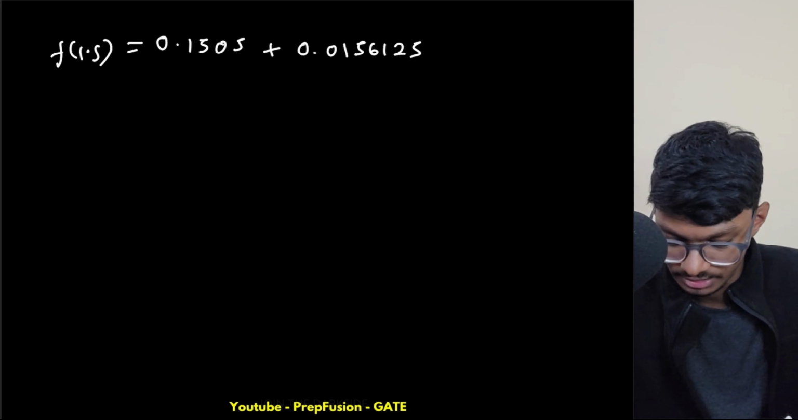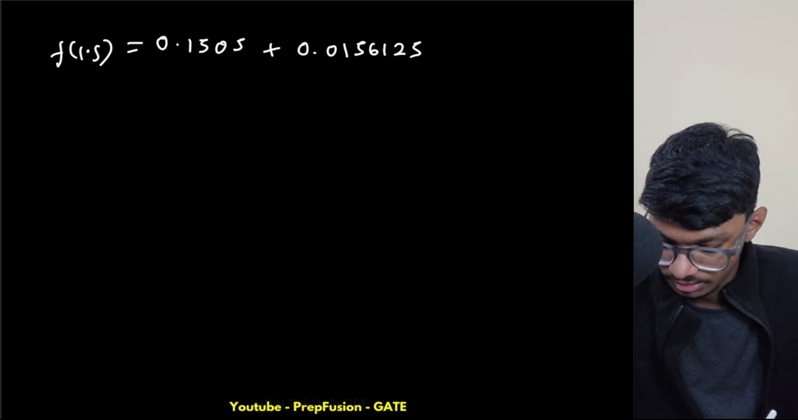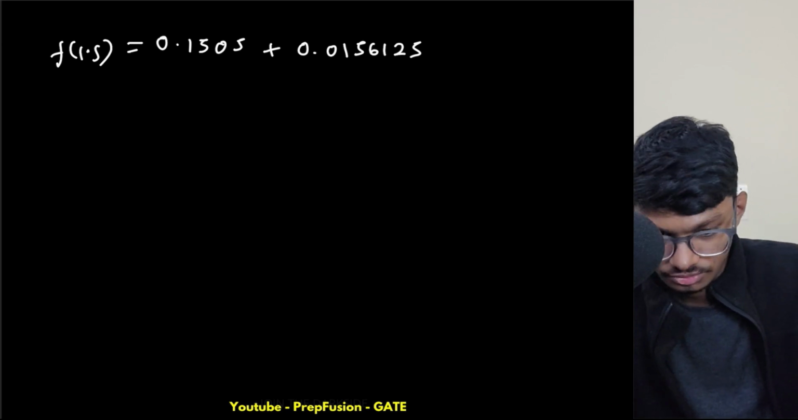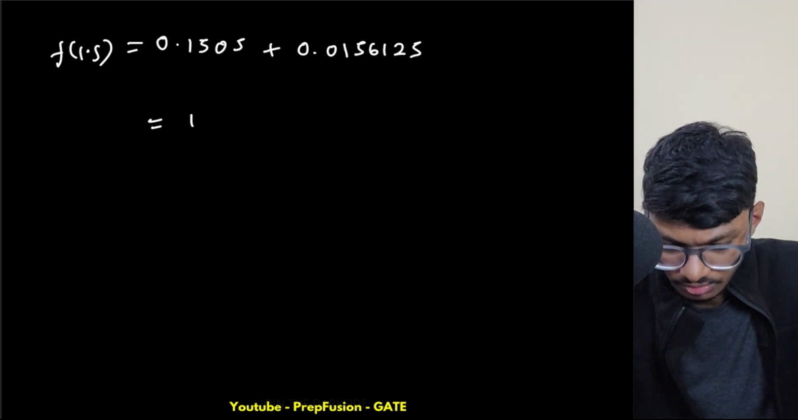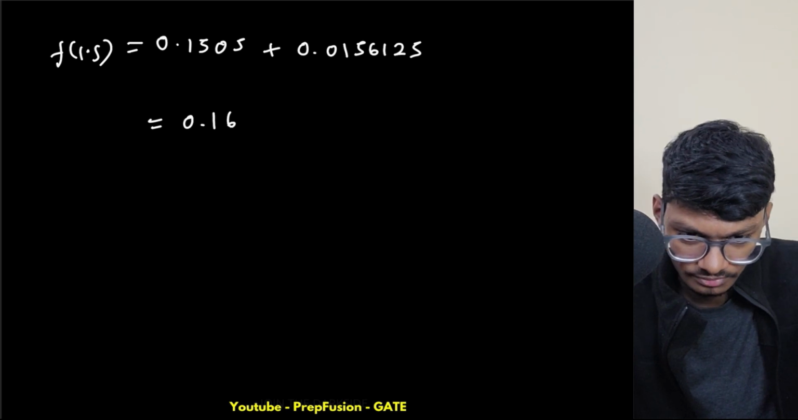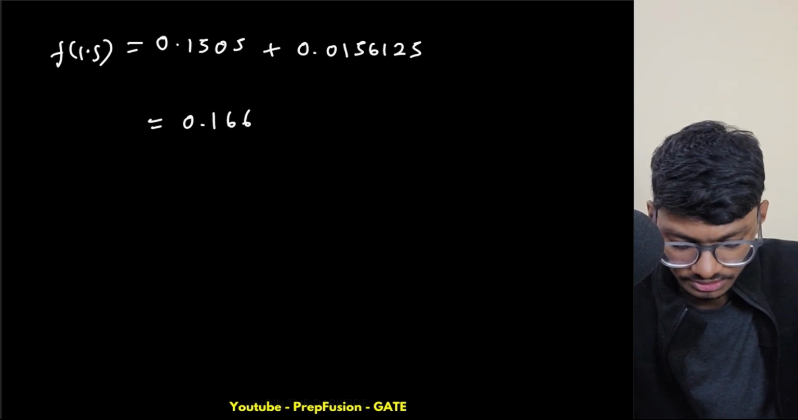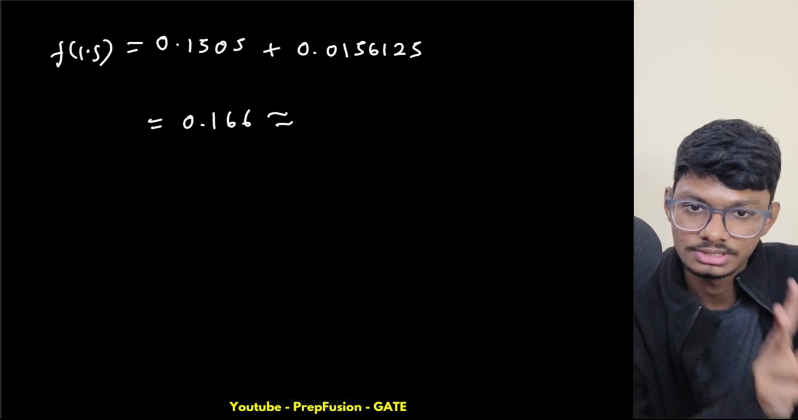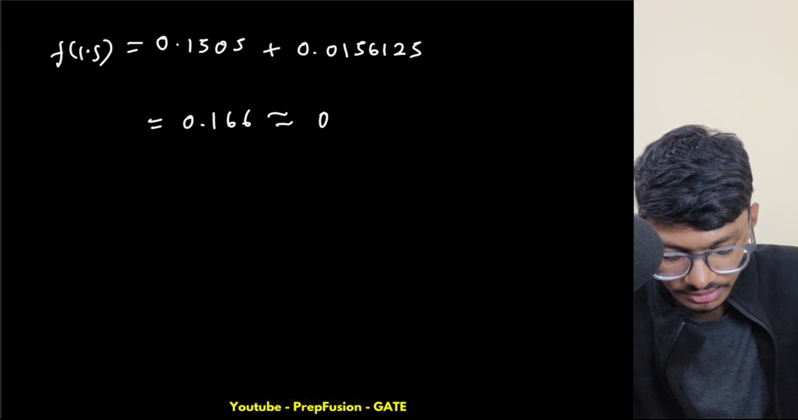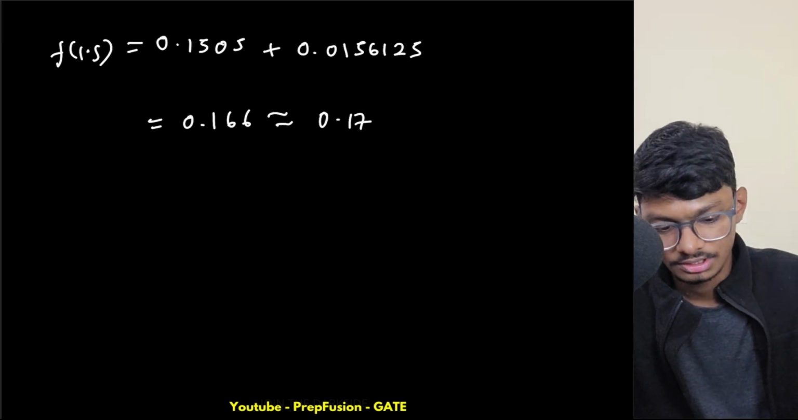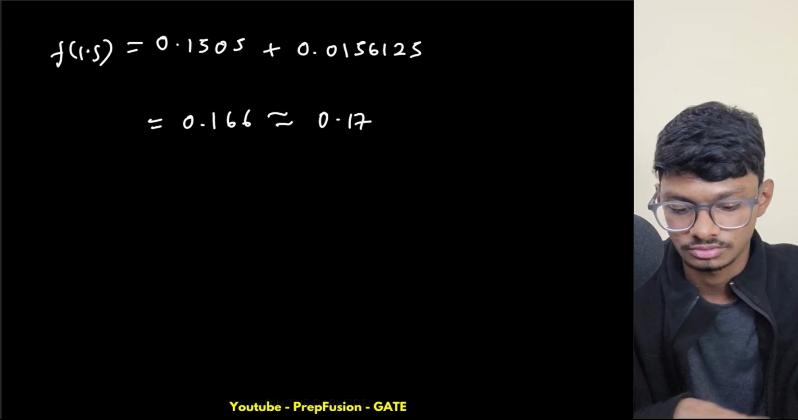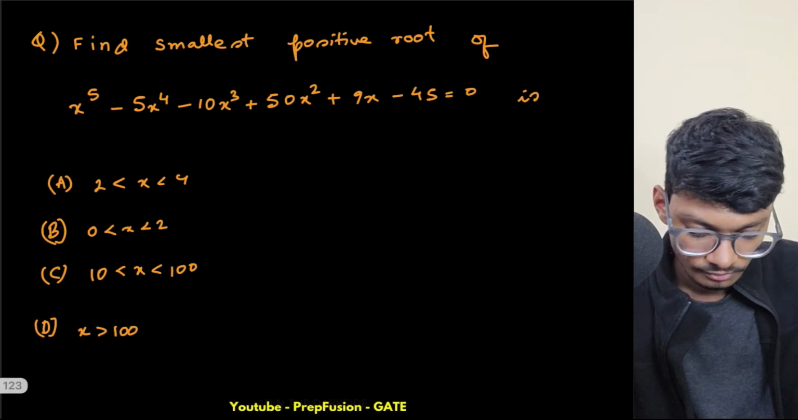Now let me add these two up. This is 0.015625. So this is almost equal to 0.166. Okay, almost equal to 0.166. Now you can approximate this. If they have told you to approximate until the second decimal point, you will approximate it like this, 0.17. Okay, so this is just a lengthy problem, and the formula you need to remember, right? Those two things are very important. So let's go to this problem.